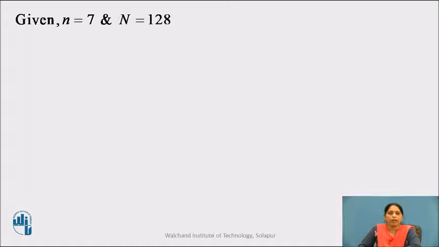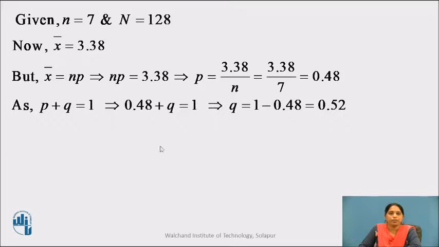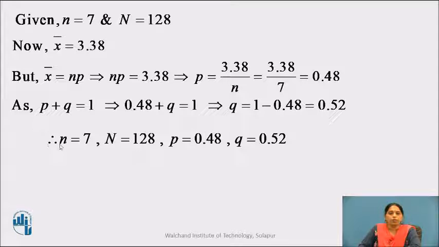Let us check the value. Here mean is 3.38 and mean is equals to np is the formula in the binomial distribution. So np equals to 3.38. So p equals to 3.38 upon n, which gives us the value of p as 0.48. And as p plus q equals to 1 in the binomial distribution, we get the value of q as 0.52. Therefore, here n is equals to 7, capital N is 128, p is 0.48 and q is 0.52.